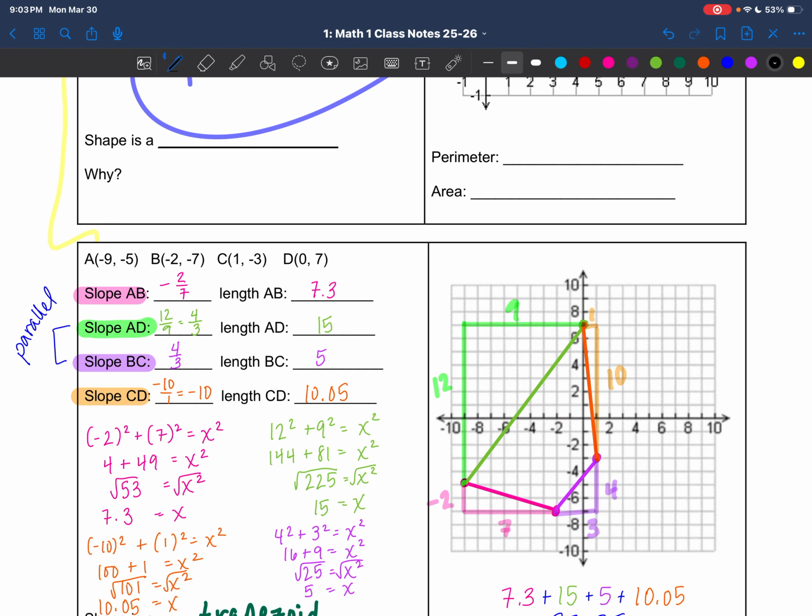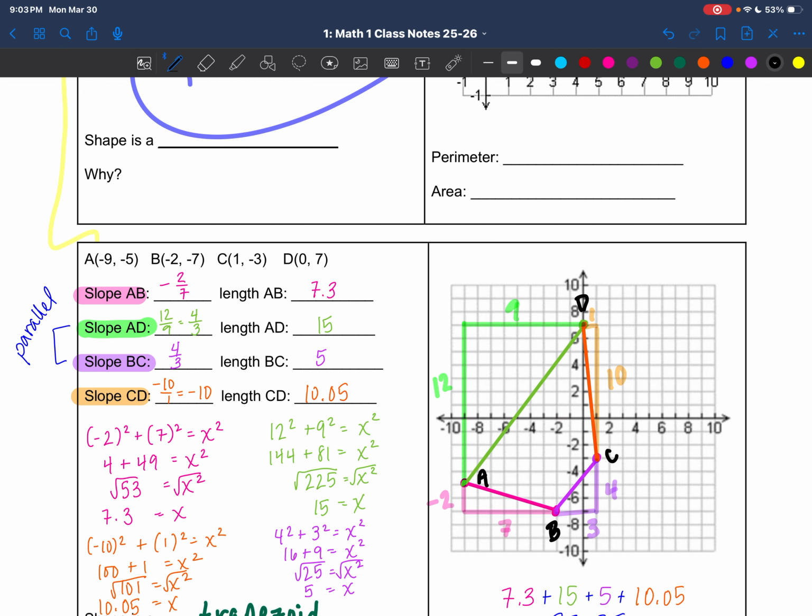So we've got -9, 5 is A down here, or I'll put it in here. All right, B is -2, -7, excuse me. Here, C is 1, -3. And then D is 0, 7.